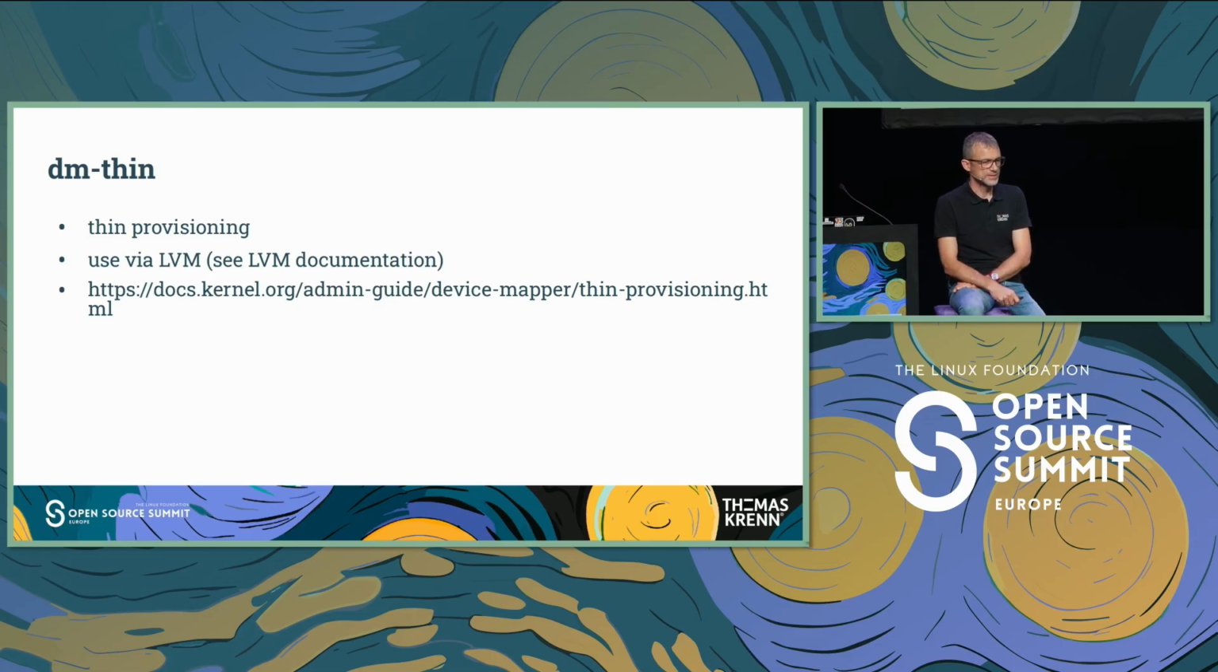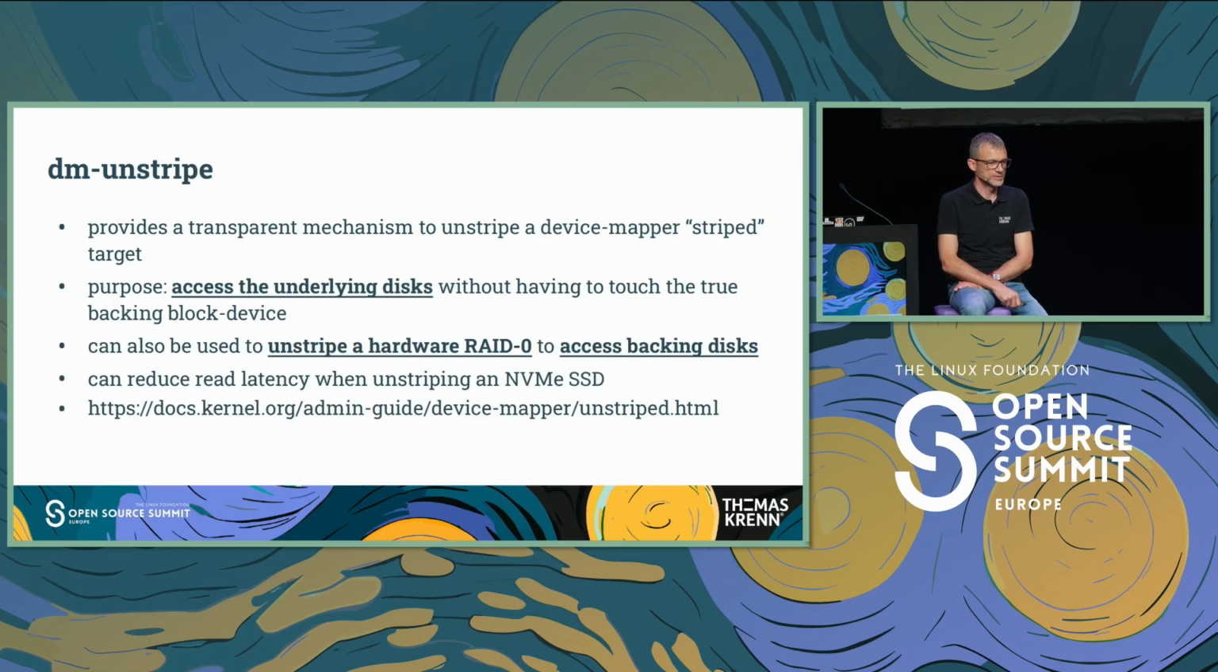Thin target provides thin provisioning, is mostly used by LVM, so you can take a look at the LVM documentation. And as we have had stripe, there's also an unstripe where you can do the other way around. You can unstripe stripe targets to access the underlying disks. And the good news here is that you can also use this to unstripe a hardware RAID 0. So when you have a hardware RAID 0 below and you want to access the disks individually, you can do so by using the dm unstripe target. This is also useful in some setups.